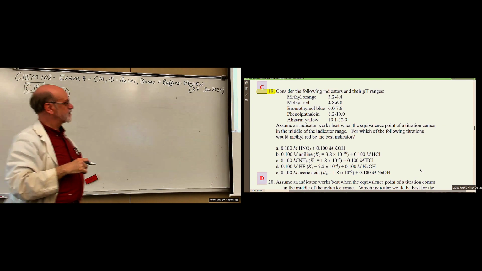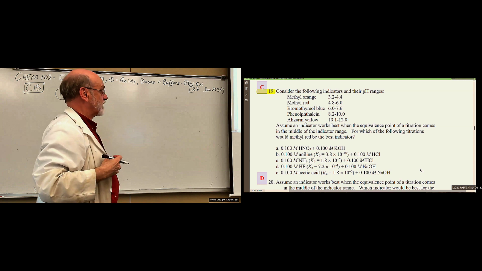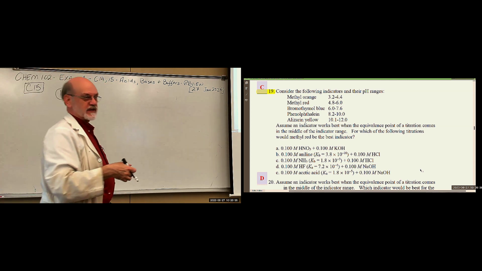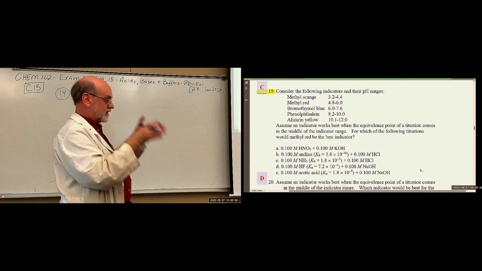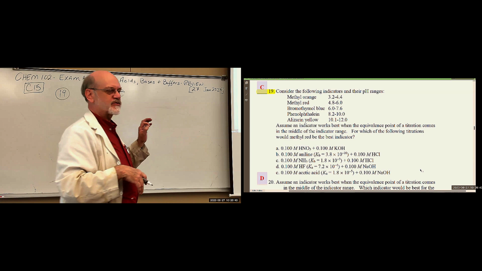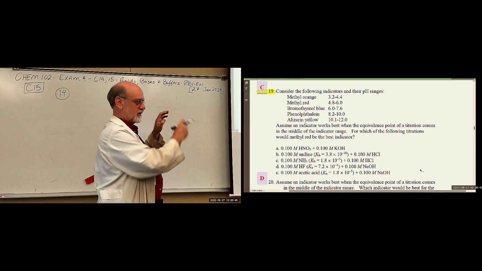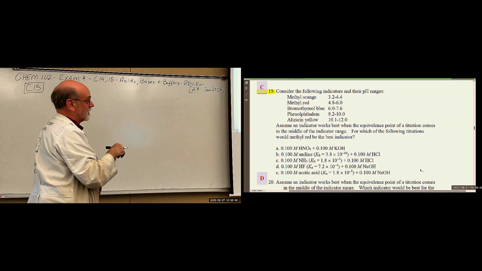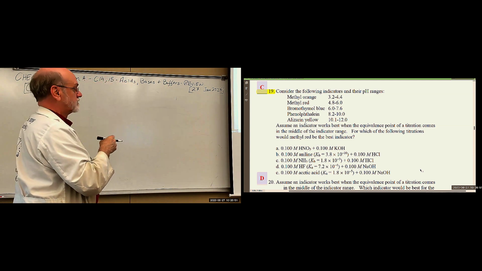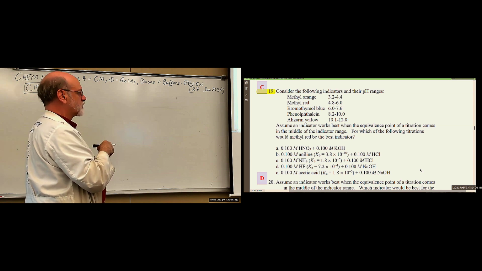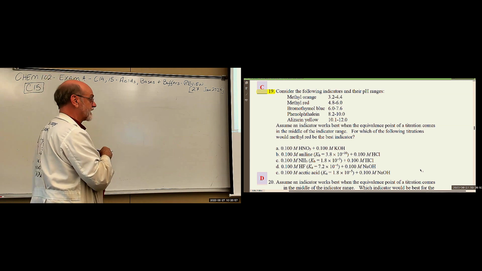All right. Consider the following indicators and their pH ranges. In this case, we're not giving you the Ka of those indicators. We're telling you this is the pH range that's most useful. It's like it came off that last chart in the PowerPoint with the colored regions. Pull these off of there. But we're only interested in one of them. In which of the following titrations would methyl red be the best indicator?